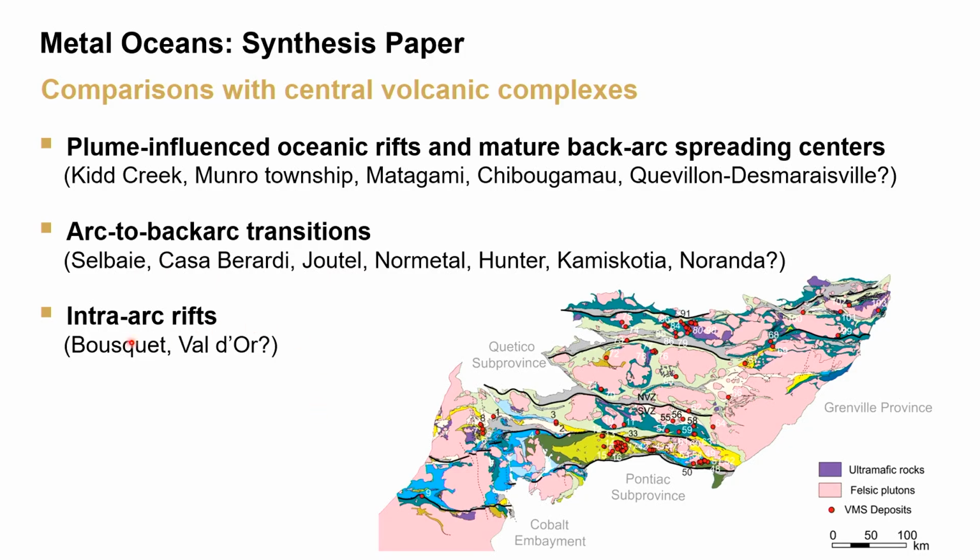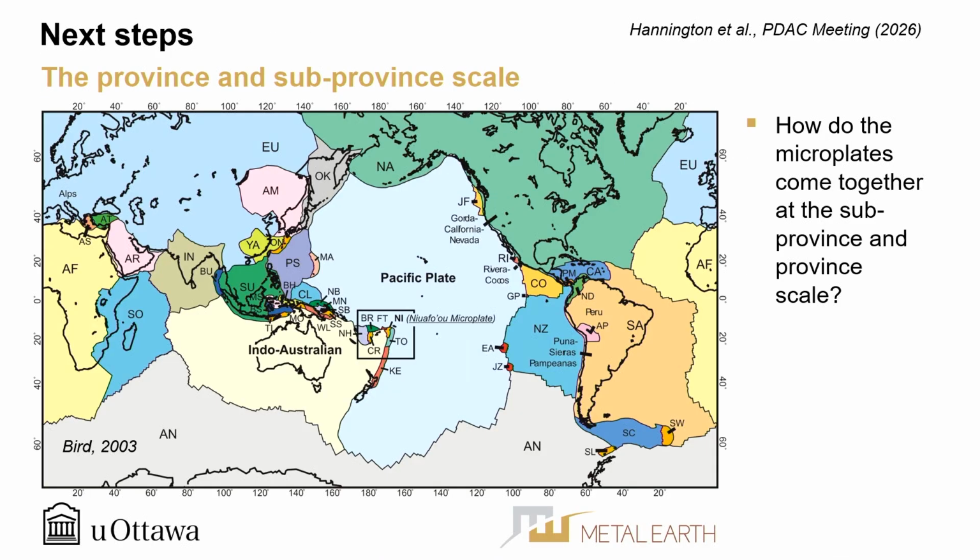And then, of course, we have the intra-arc rifts, which have a greater abundance of calc-alkaline volcanism altogether, and they look very much like intra-arc rifts we can put our finger on this map. So that's the background for the synthesis paper. That's not what I'm here to talk about. I'm here to talk about our next steps, which is the creation of this map.